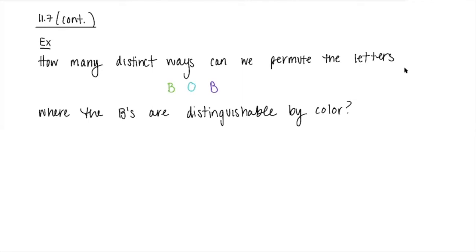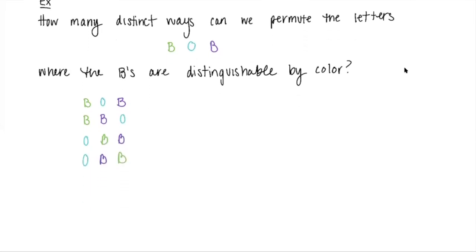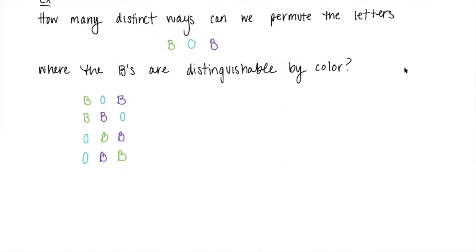So we have the current order that it's in, BOB. I can keep the green B first and switch the B and the O. I can now put the O first and then the green B and the purple B. I can put the O first and then the purple B and the green B. So those are 2 different orderings because I can tell those colors apart.